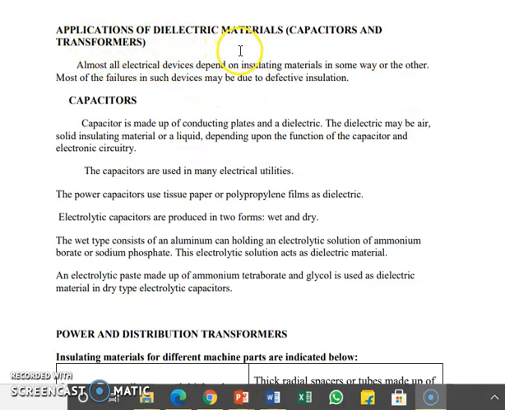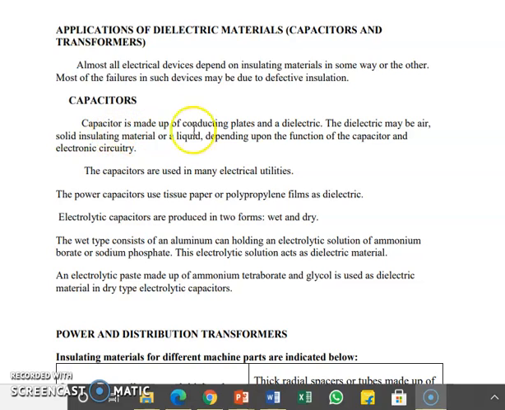Applications of dielectric materials. Dielectric materials are used in capacitors and transformers. Almost all electrical devices depend on insulating materials in some way or the other. Most of the failures in such devices may be due to defective insulation. Now let us see the application of dielectric material in the case of a capacitor.